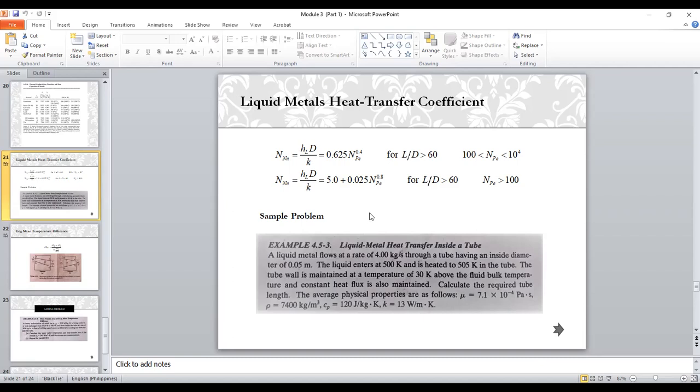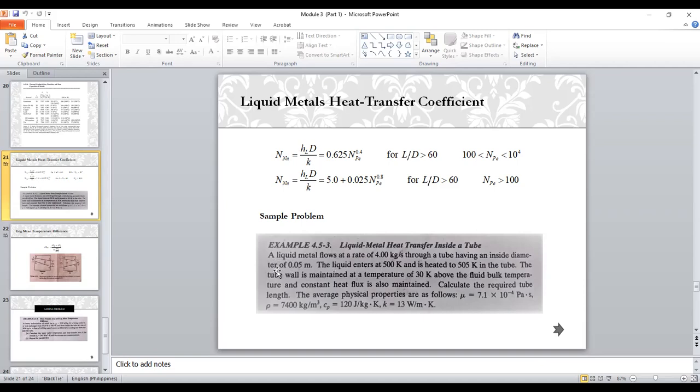Now, to illustrate the use of this particular formula that you are seeing on top, let's have the sample problem also taken from Geankoplis, please. So a liquid metal flows at a rate of 4 kilograms per second through a tube having an inside diameter of 0.05 meters. You have to be very observant when you read problems in unit operations because there is information that a particular statement already specifies.